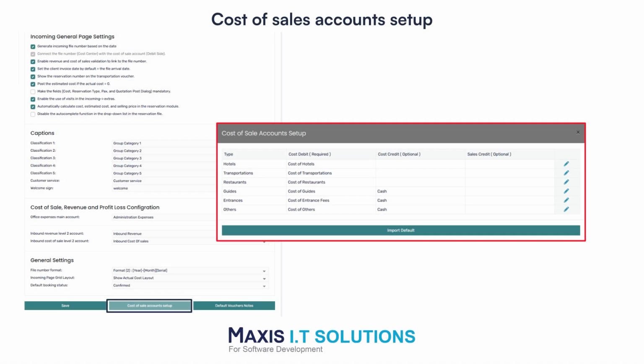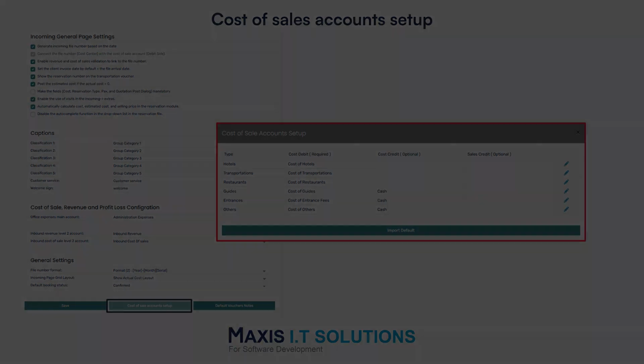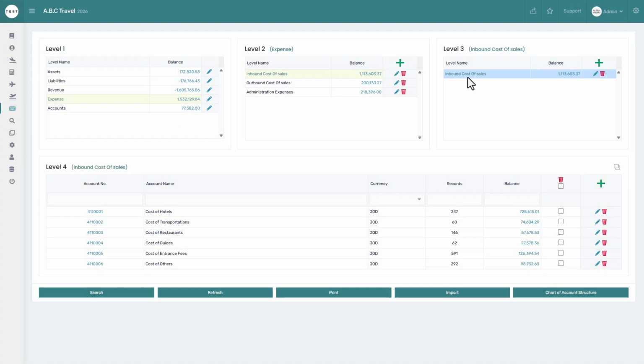If the cost of sales accounts are linked properly in the settings of the Incoming tab, the system can separate file costs from general office expenses. This gives more accurate file profit and loss reports. It also keeps the general ledger profit and loss clean.